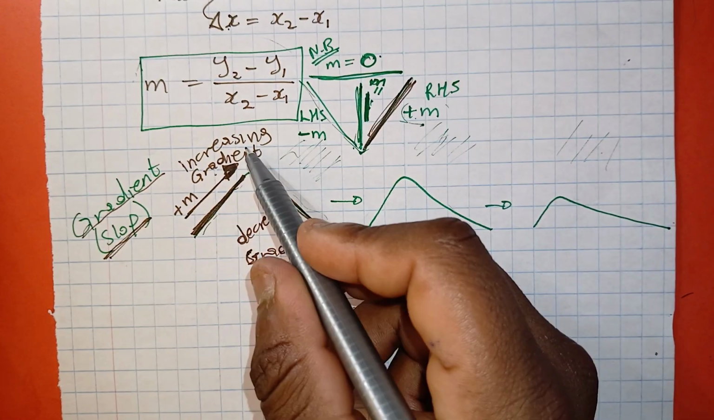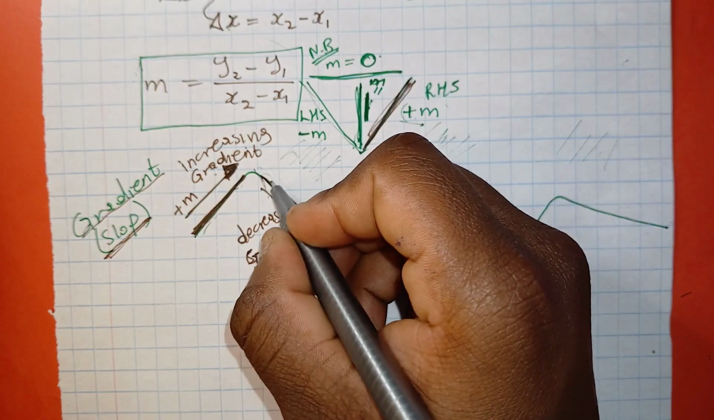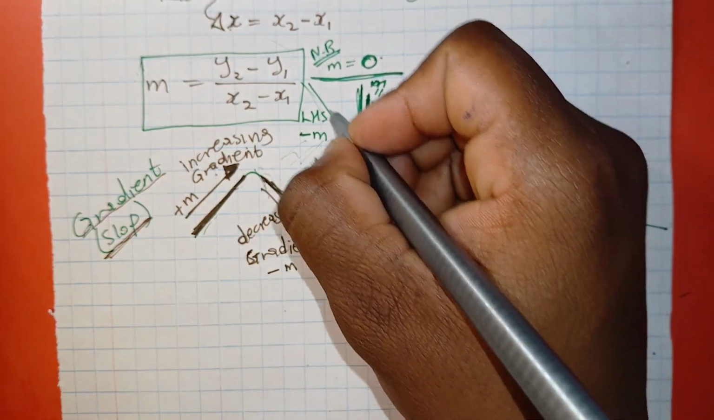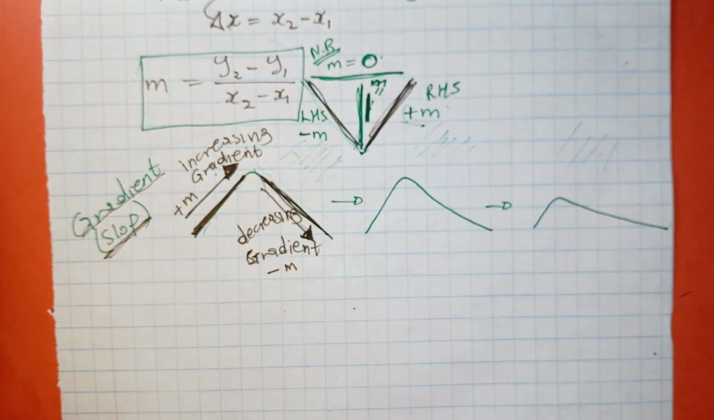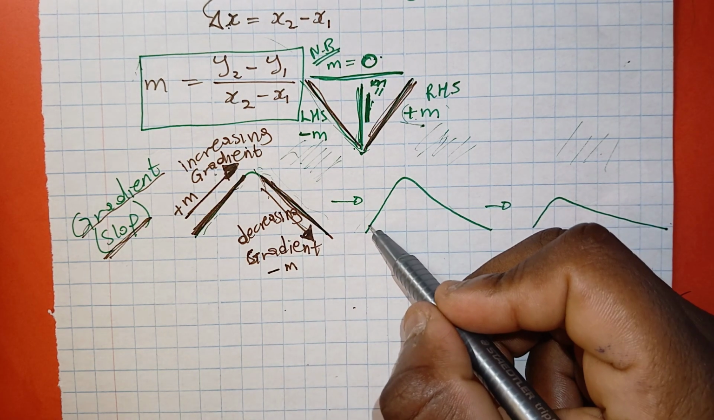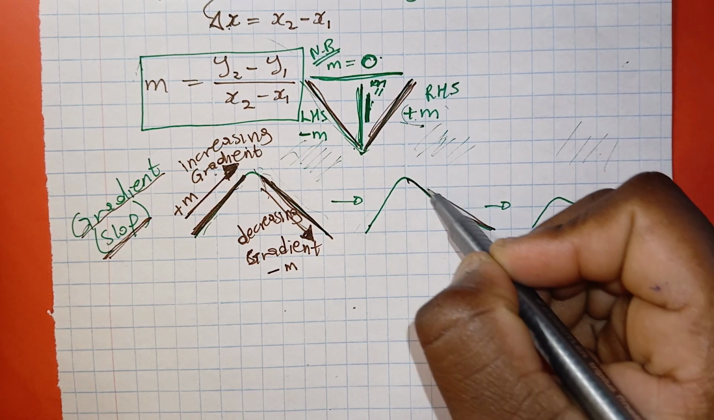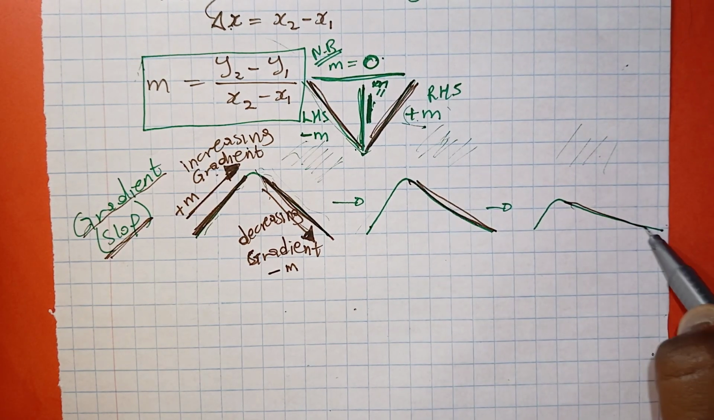So I got the increasing gradient and the decreasing gradient. It's where it is negative. Do you see this thing? It is that one. Do you see? So now as the time goes, this thing becomes more gentle, and now it became more gentle.